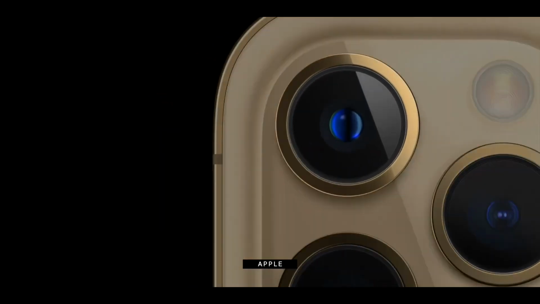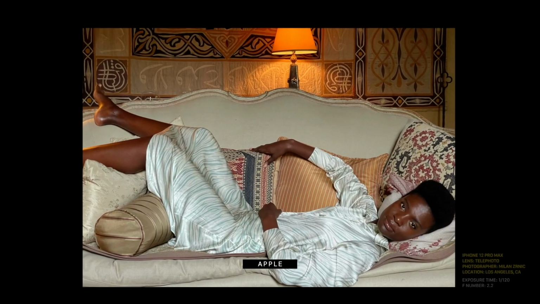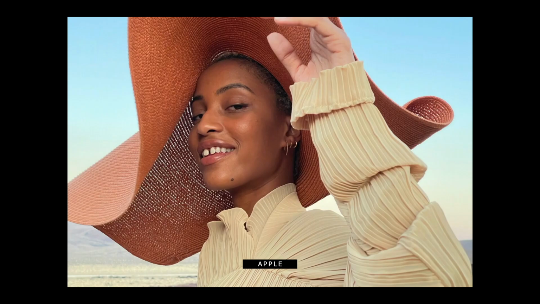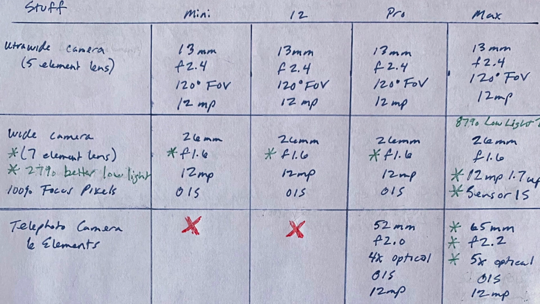Still have image stabilization optically, 12 megapixels, but then all new for the 12 Max is 65 millimeters f2.2, which means it's a 5x zoom range, optical image stabilization, 12 megapixels. So you are getting a little bit further reach. You get hit on the f-stop a little bit. Those of us who've been around photography know that's how it works. The longer your focal length, usually you're going to give up a little bit as far as maximum f-stop.